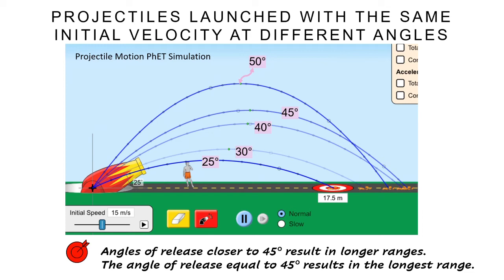As the angle of release increases from 25 to 45 degrees, the range and the height of the projectile increase. Angles of release closer to 45 degrees result in longer ranges. The angle of release equal to 45 degrees results in the longest range.